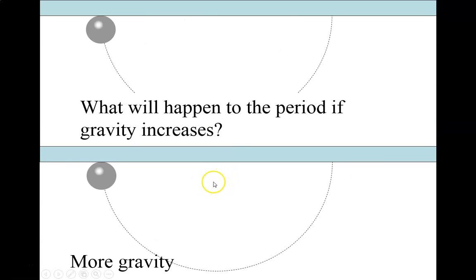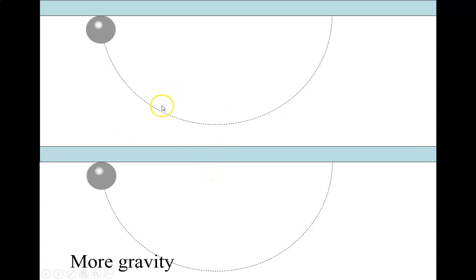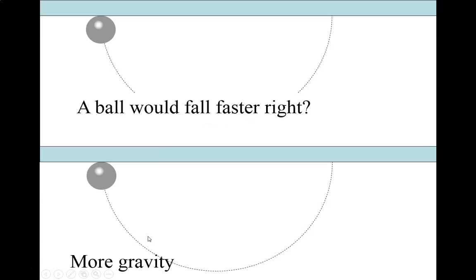What would happen if gravity increased? Okay, now this is a gravity affected phenomenon. So if we had the Earth's gravity here, and then we had a stronger planet's gravity down here, the period is going to decrease. The frequency will increase, but the period is going to decrease. So again, relate this to falling objects.